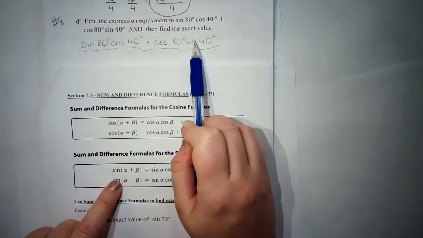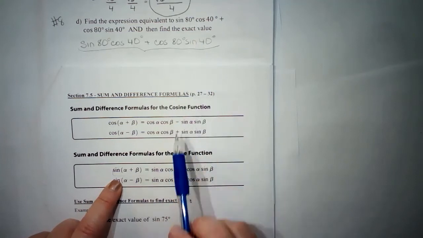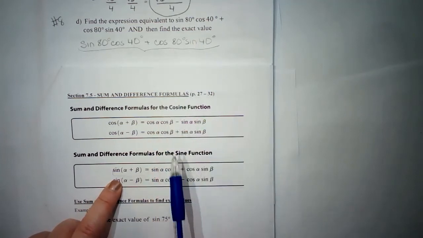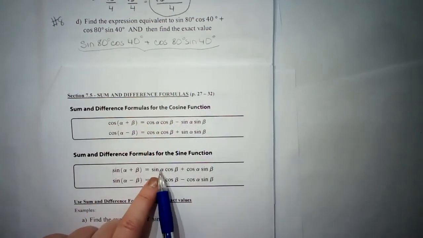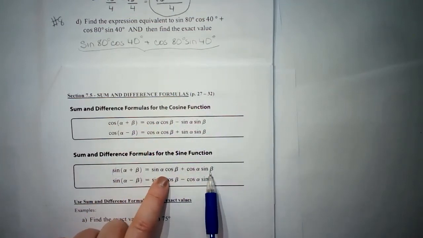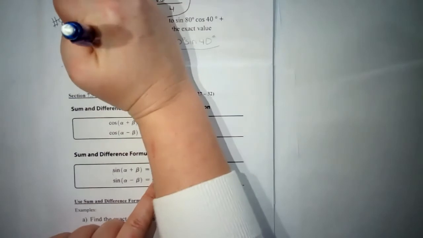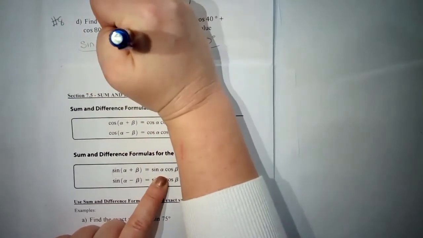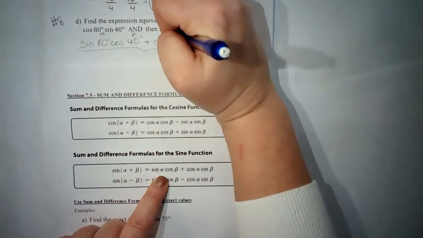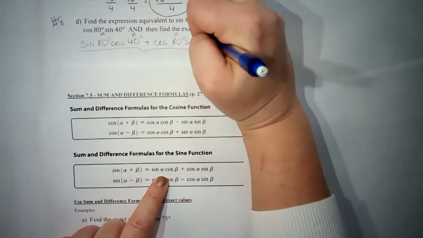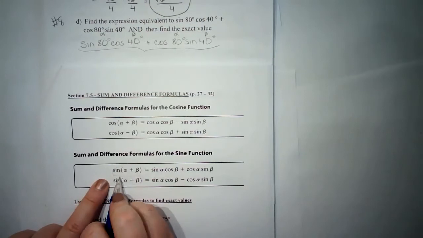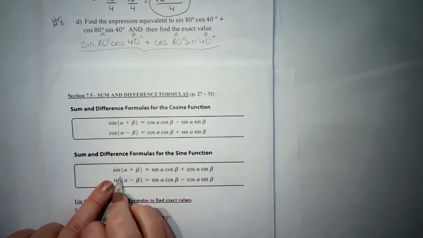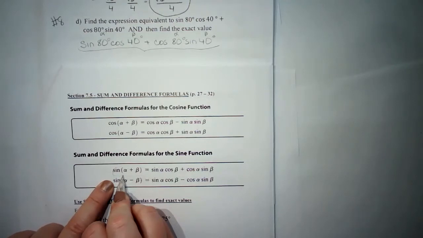This is this. Bless you. Does that make sense? Do you see how I matched it up? Sine, cosine, plus cosine, sine. So this is alpha. This is beta. Again, this is alpha. This is beta. So this is the identity or the formula, this sum of sines that we're looking for.